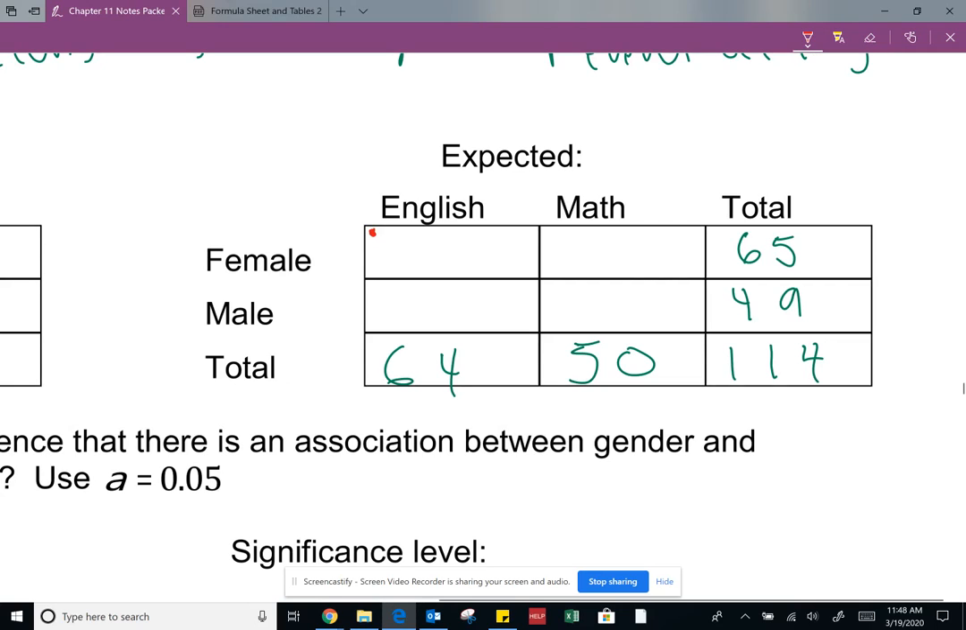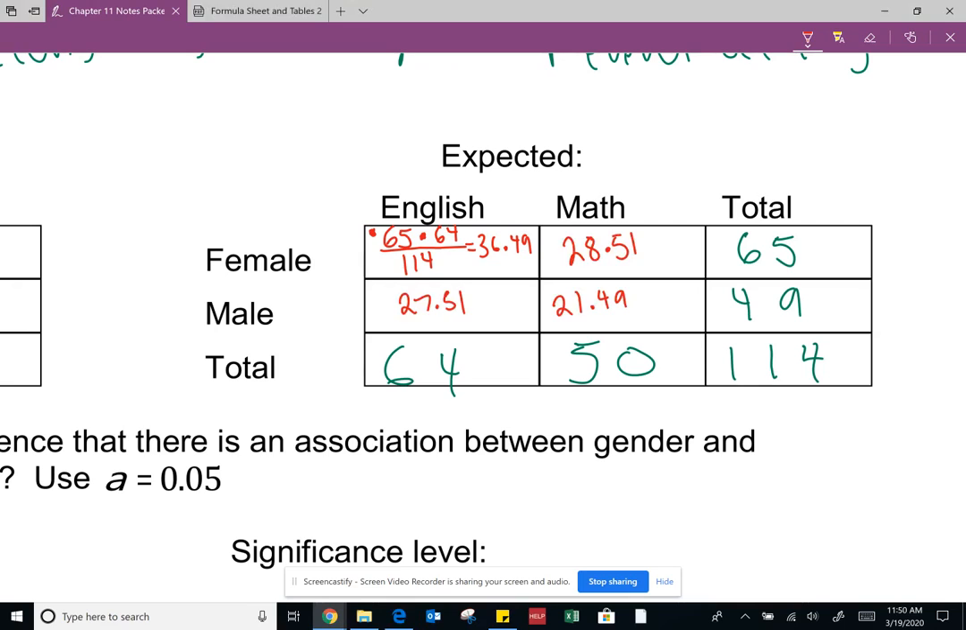So how do we do that? Well, it's the row total. So there's 65 females times the column total. There's 64 people that prefer English divided by the sample size, which is 114. So that gives us 36.49. What I want you to do now is to pause the video here and fill out the remaining 3 boxes.